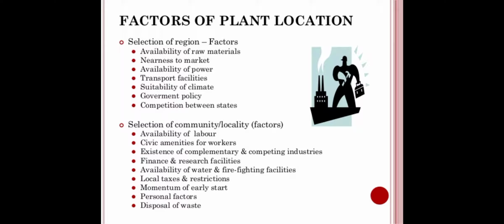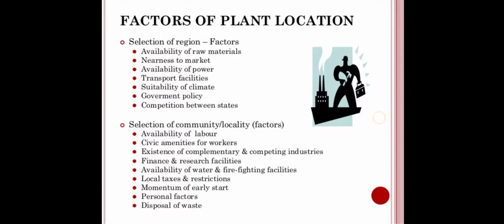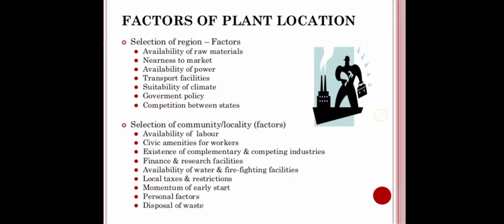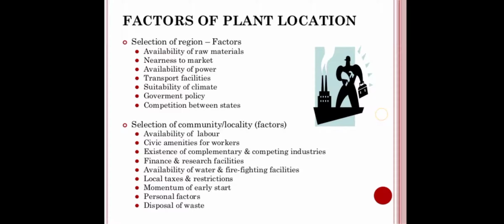Now the nearness to the market, because if the market is near, then distribution and transportation cost will be low. So it is very important to have the market near, but not at the cost of availability of raw material. So first, the availability of raw material is important. Nearness of market can be compromised, but not the availability of raw material in the case of food plant design.